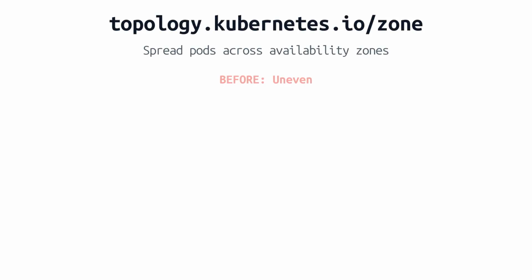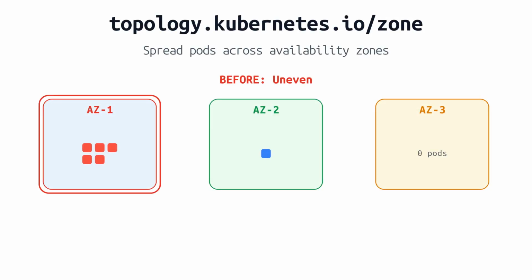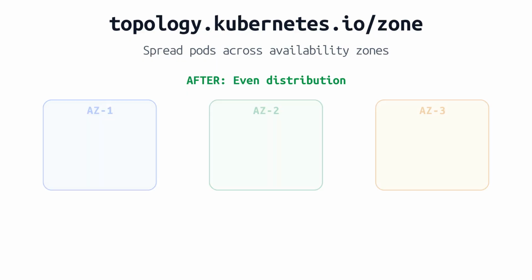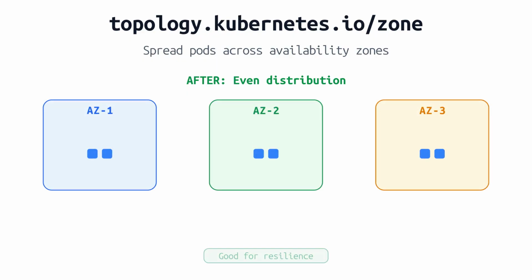The most common one is topology.kubernetes.io/zone. This means Kubernetes spreads pods across availability zones. If your cluster has 3 zones, Kubernetes tries to avoid placing everything in just one of them. Why is this useful? Because if one zone fails, your whole application does not disappear. You still have pods running in the other zones. This is one of the most important features for high availability.